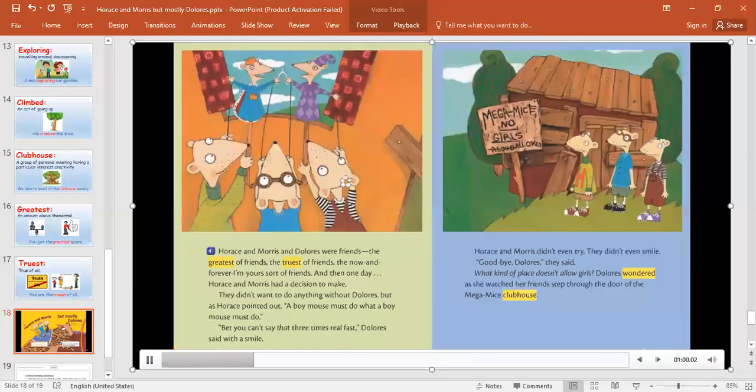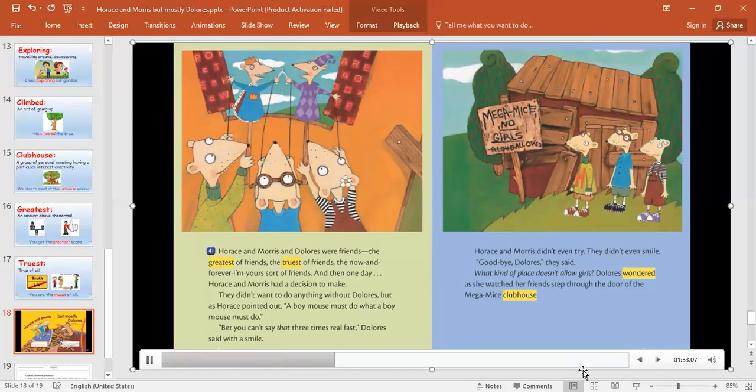Horace and Morris and Dolores were friends, the greatest of friends, the truest of friends, the now and forever I'm yours sort of friends. And then one day, Horace and Morris had a decision to make. They didn't want to do anything without Dolores, but as Horace pointed out, a boy mouse must do what a boy mouse must do. "Bet you can't say that 3 times real fast," Dolores said with a smile. Horace and Morris didn't even try. They didn't even smile. "Goodbye, Dolores," they said.